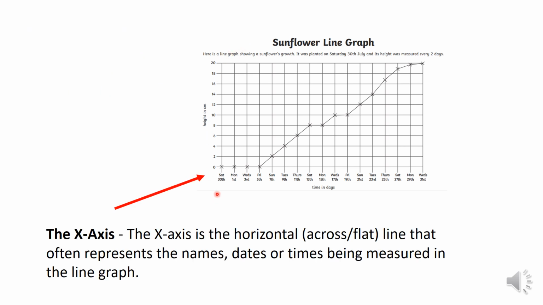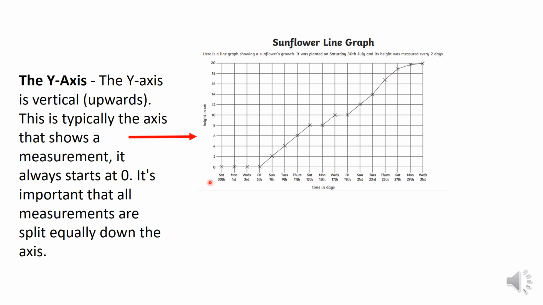We also have an x-axis, which is the horizontal. This often represents the names, dates or times being measured in the line graph. So here we have the time in days. The y-axis is showing the measurement and will always start at 0. It's important, like the other graphs, that all the measurements are split equally along the axes.